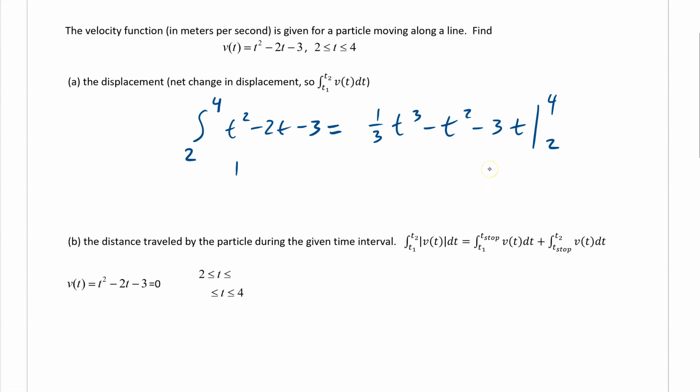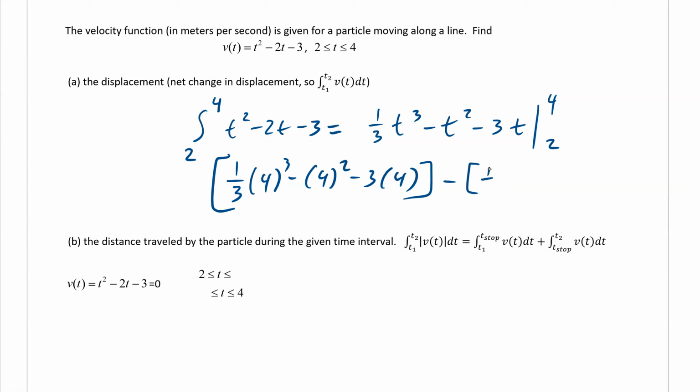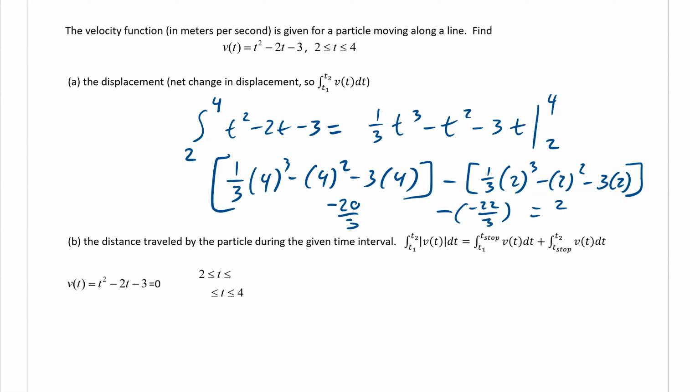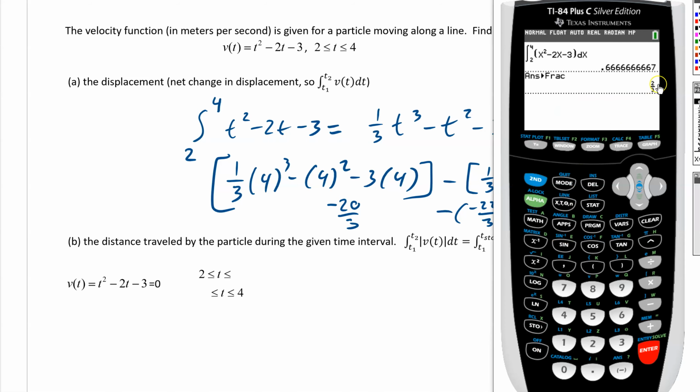So we end up with this, 1/3, and then we're going to subtract the 2 second mark. So we end up with -20 minus -22, which equals 2/3. And then checking in our calculator, you can see it is 2/3.